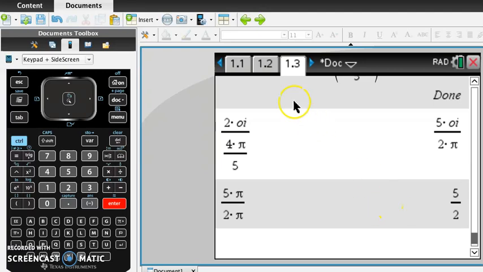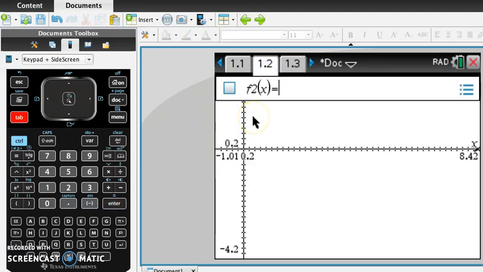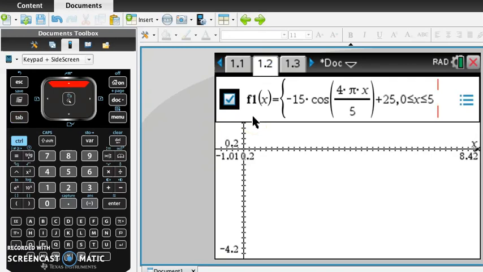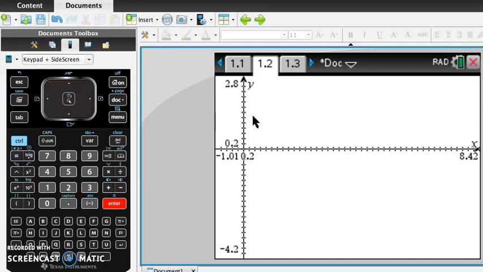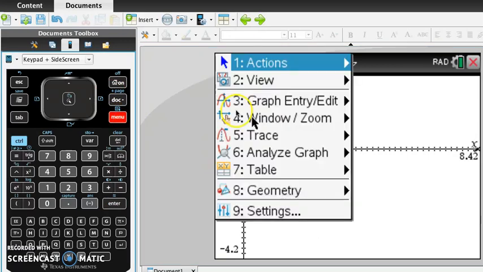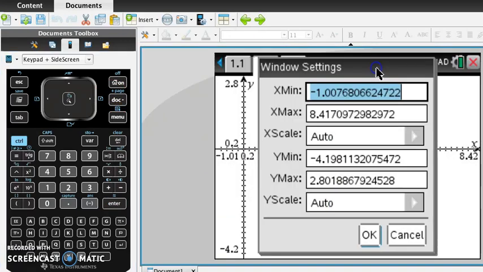endpoints and turning points. So again, let's go to our graphs, tab function, scroll up, just reread my function, make sure, negative 15 cos 4 pi x on 5 plus 25, okay. Enter. Obviously I can't see my graph straight away, so let's change my window settings. We've got to remember that the cos function itself is sort of 1 to negative 1. So I reckon negative 15 plus 25 is about 10. Negative 15 minus 25 is negative 40. So that's my y values.